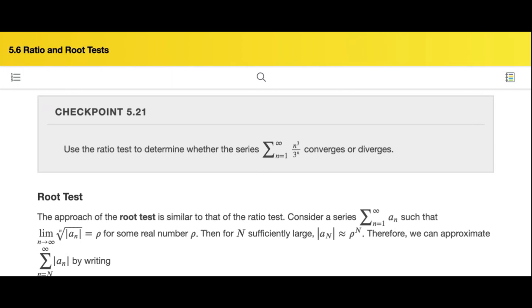Then when I take a limit of this, the limit of n plus 1 over n is 1. So 1 times 1/3 is 1/3. Yes, I agree with you guys. So what's the conclusion? The limit equals 1 over 3, which is less than 1 by the ratio test. So when you answer questions like this, you have to say by ratio test. It's less than 1 by ratio test, so this series converges. All right, great.